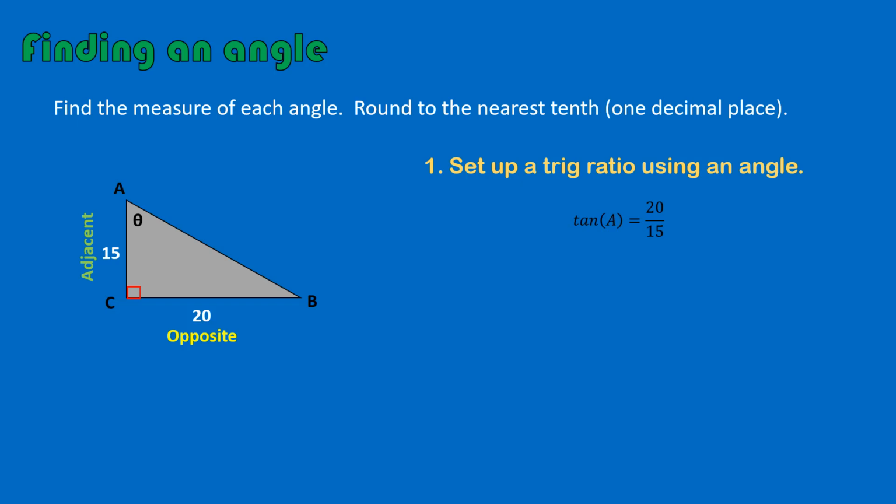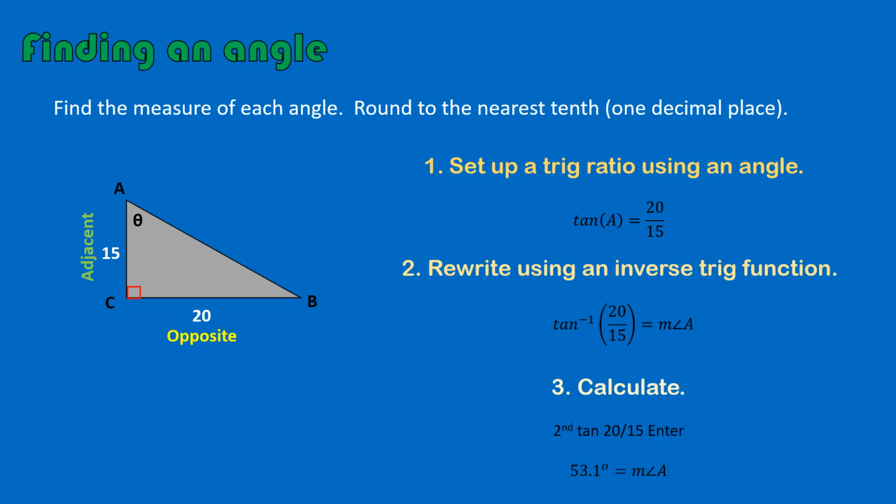Once you have that, you're going to write the inverse. Write the inverse by switching spots. Tangent inverse, write your ratio, 20/15, equals the measure of angle A. And then finally, you're just going to calculate it in your calculator. So second tangent, 20 divided by 15, press enter, and you should have 53.1 degrees. That would be the measure of angle A.